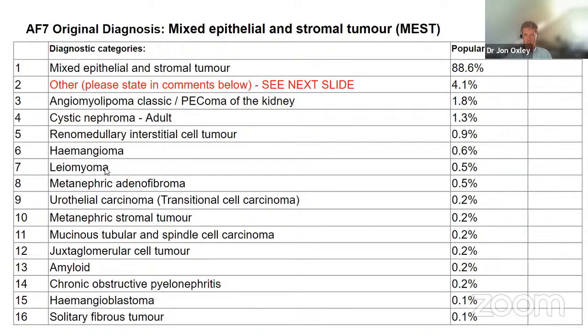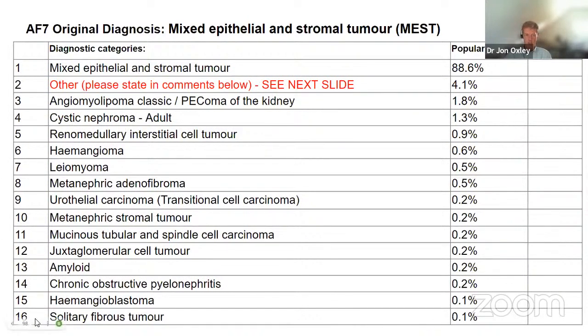A leiomyoma, but we've got the epithelial component, but I suppose you could consider that maybe this is pushing into the collecting system, and that epithelium is actually the natural urothelium, but it did seem to go too far in. Metanephric adenofibroma, transitional cell carcinoma, metanephric stromal tumor, mucinous, and a solitary fibrous tumor. This has been put as differential, and we're not told of the CD34.